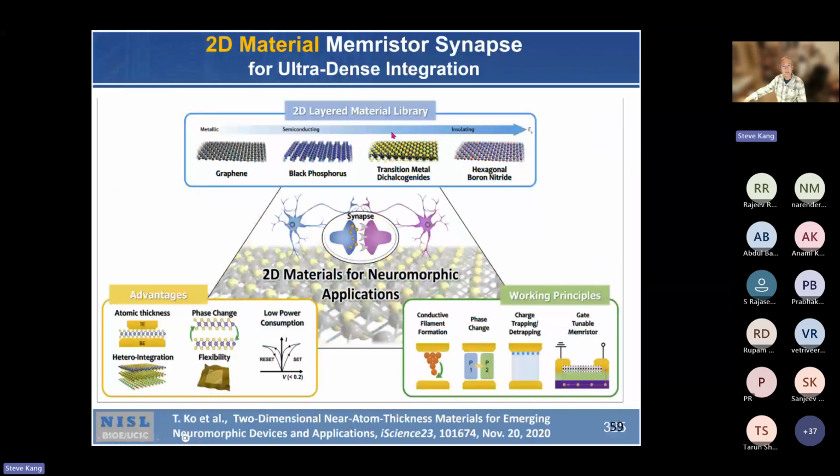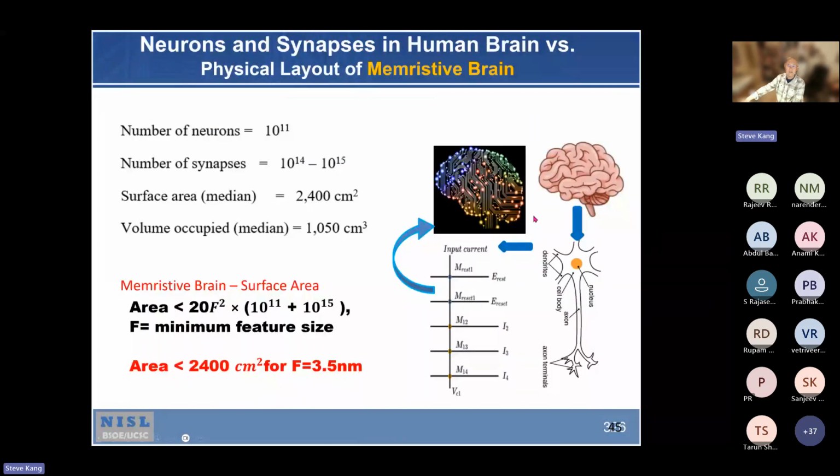2D memristor synapse ultra dense integration. I mentioned this earlier. So here is the analysis, right? Can we reach a brain scale memristor artificial neural network, for instance? Let's look at some numbers. The number of neurons is 10 to the 11. The number of synapses is 10 to the 14 to 10 to the 15.